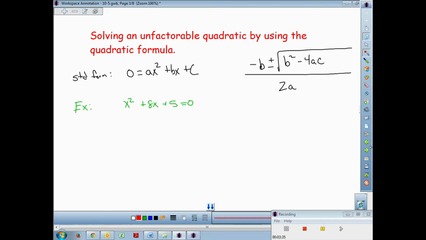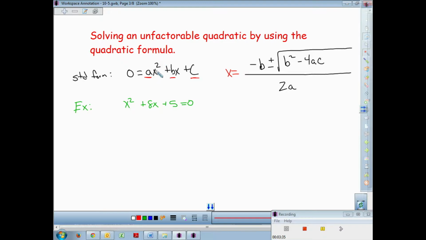The other thing we need to practice is solving an unfactorable quadratic by using the quadratic formula. So this is the quadratic formula right here. This will tell you what x equals. If you want to solve for x, x equals all of this stuff right here. And remember, the standard form for a quadratic equation is it's got to be equal to 0. A, B, and C are the 3 variables involved in this equation.